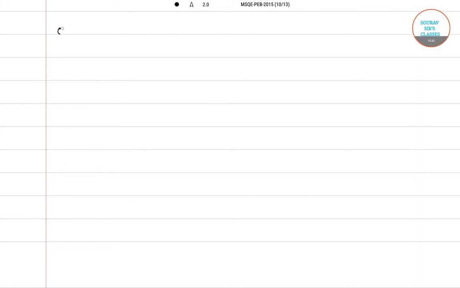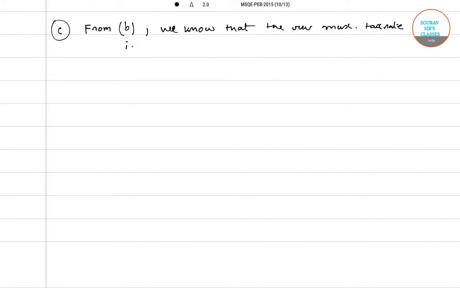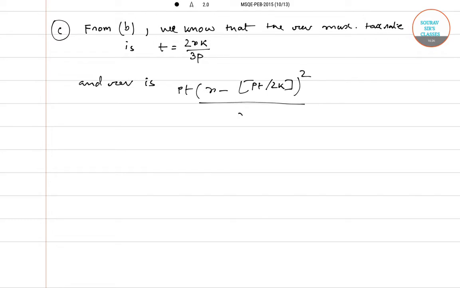So now in the C portion, from B we know that the revenue maximizing tax rate is t equals 2rk divided by 3p, and the revenue is given as ptr minus (pt divided by 2k) whole square divided by r square.